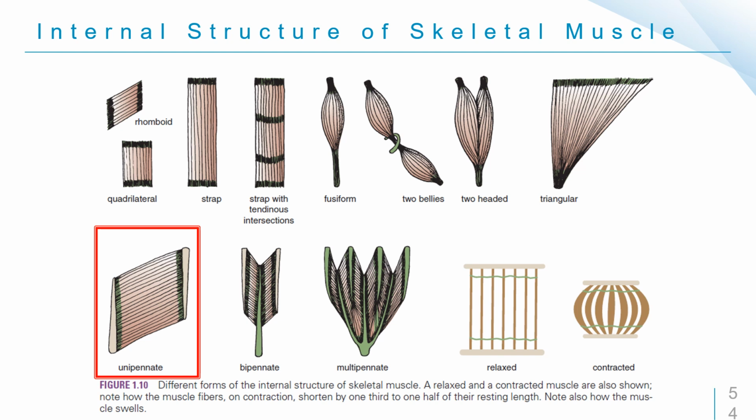A bipennate muscle is one in which a tendon lies in the center of the muscle and the muscle fibers pass to it from two sides. An example would be your rectus femoris.